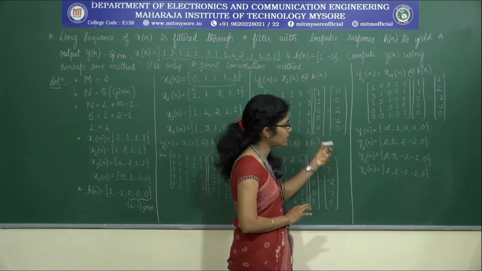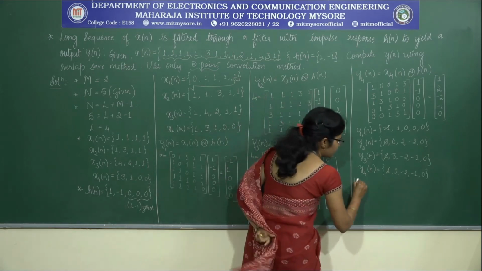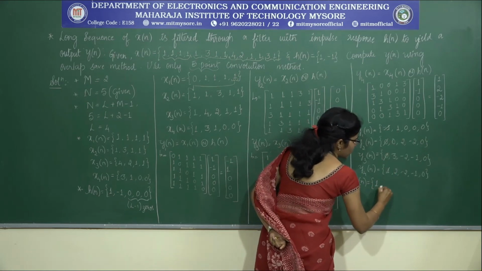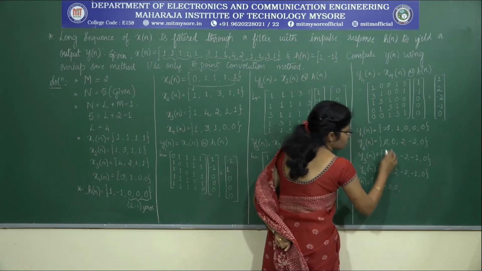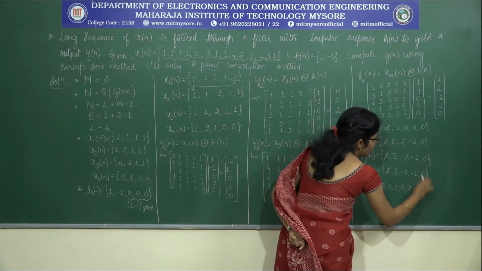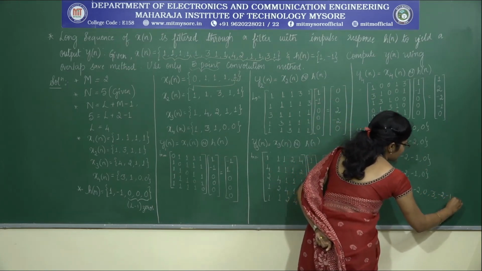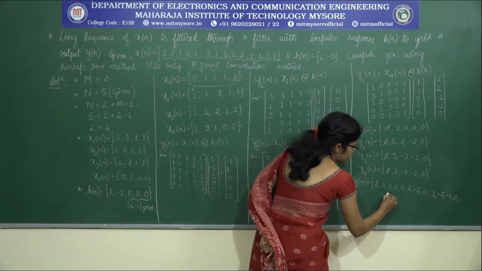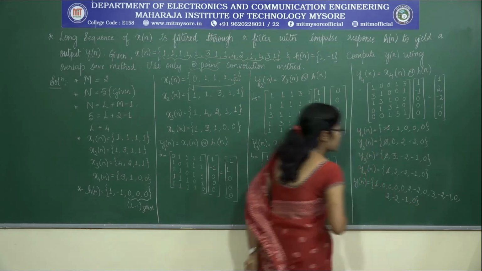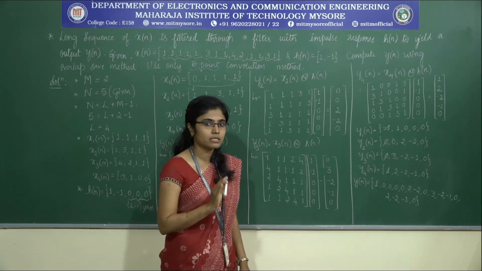Okay. If I discard and then combine all the output sequences and rewrite, we get y of n. So therefore y of n is equal to, what is the first sample? 1 followed by 3 zeros. So next it is 0, 2, minus 2 and 0. Later it is 3, minus 2, minus 1 and 0. Again next it is 2, minus 2, minus 1 and 0. So this is nothing but y of n. Now I need to check whether the length is correct.